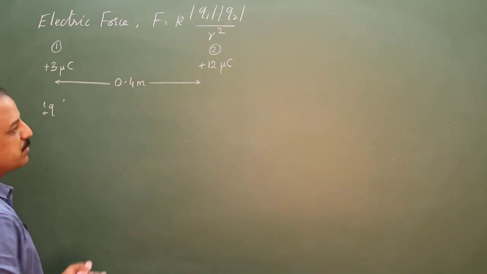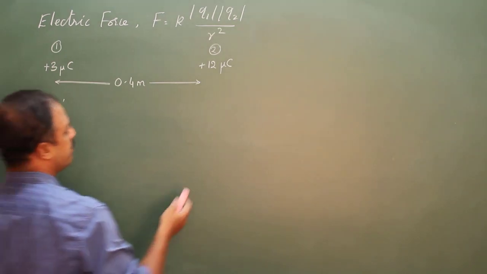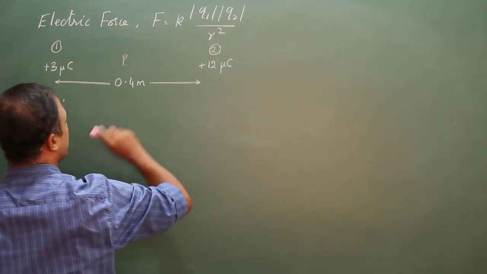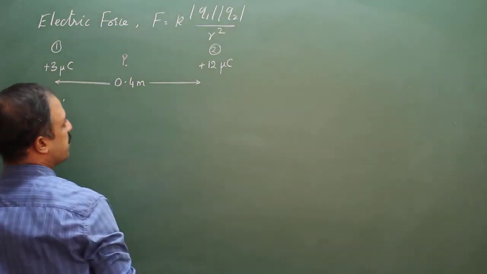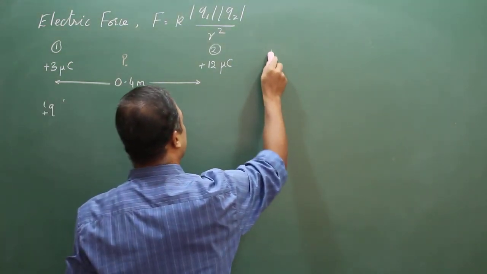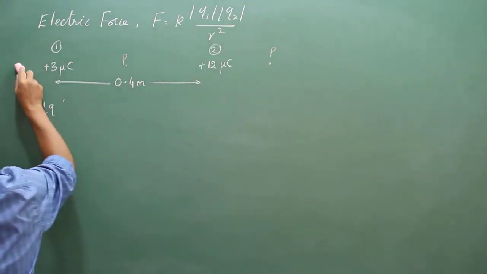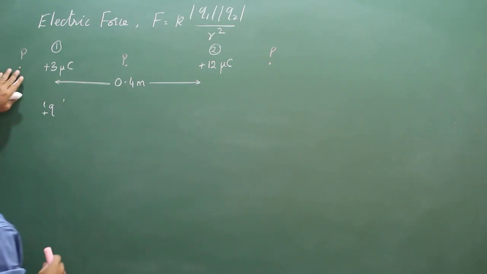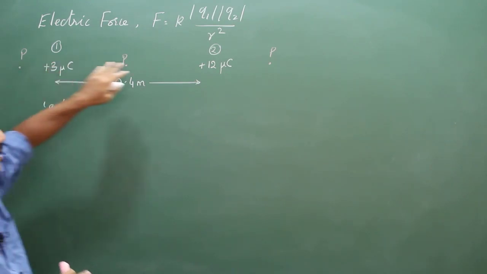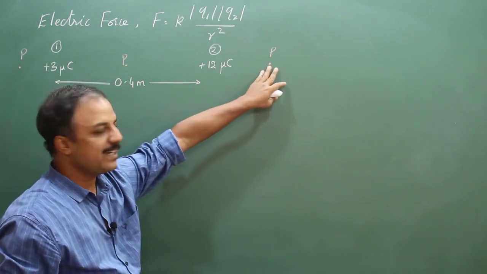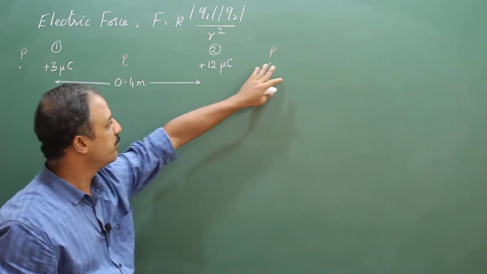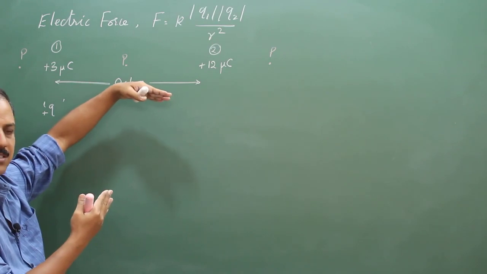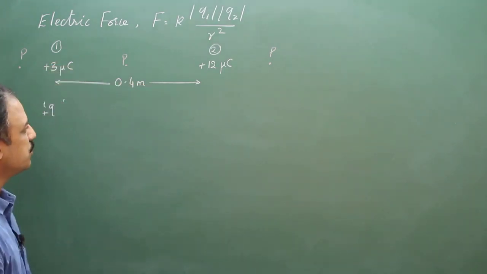Now there are several positions here. I can put the third charge in between here, or I can also put it somewhere here, or I can put it somewhere here. Now I have three possibilities. One is I can put it to the left of plus 3 microcoulomb, or I can put it to the right of plus 12 microcoulomb, or I can put it in between. So first you need to find out where you should place this charge so that it experiences zero force.